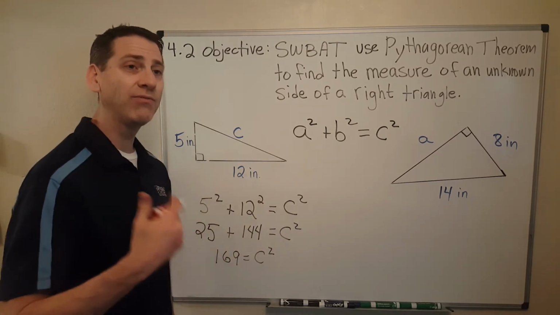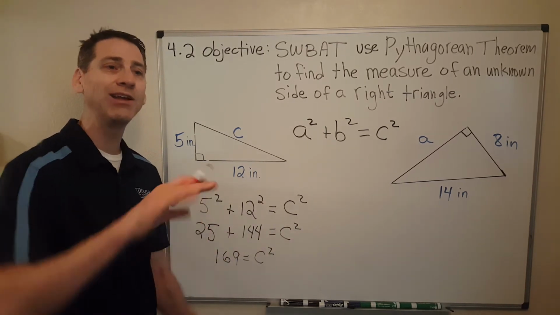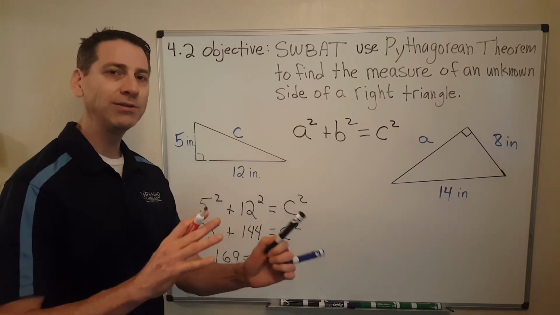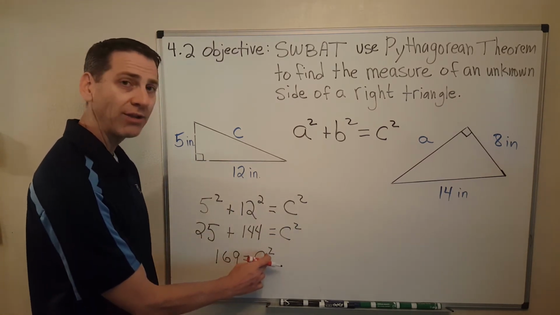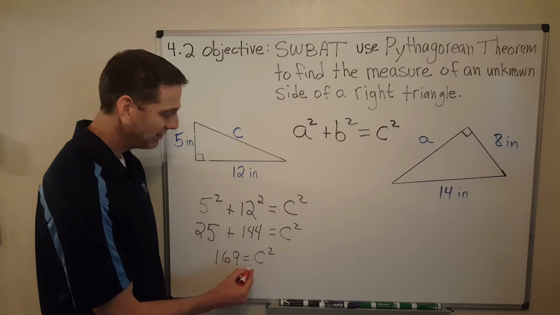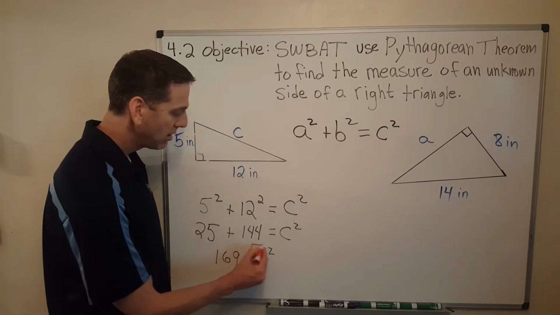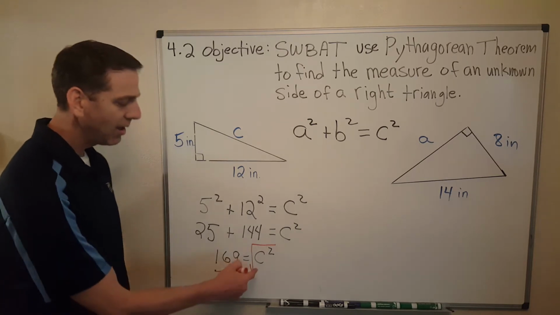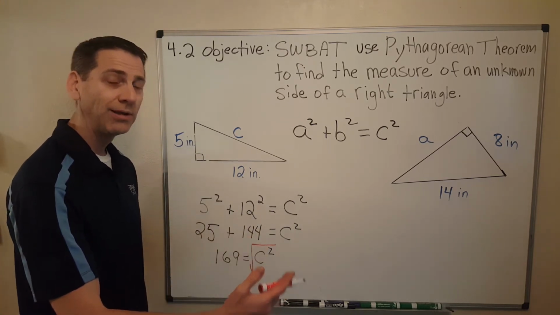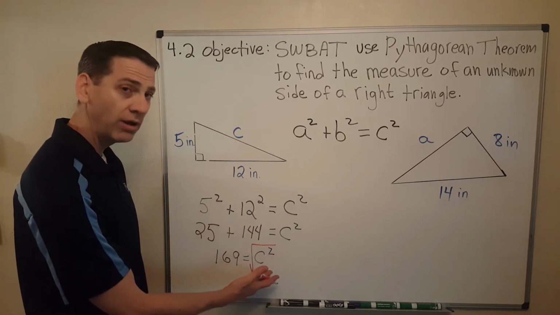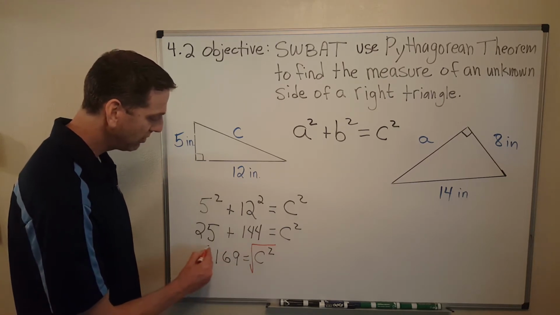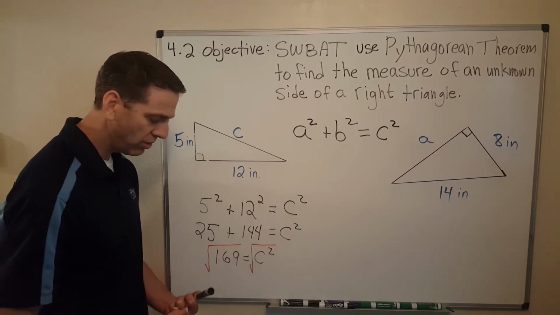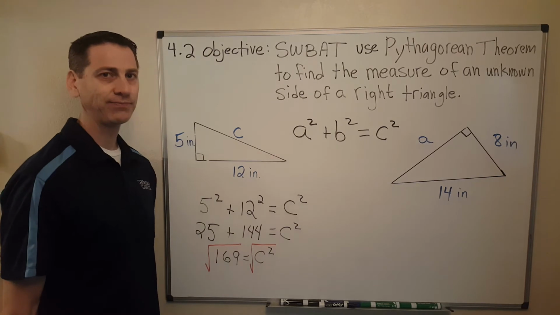Okay, so remember, inverses are very important in math because they undo operations. So if I want to undo that square right there, I simply apply its inverse. But the golden rule of algebra: do unto one side as you do unto the other. So I have to take the square root of both sides.